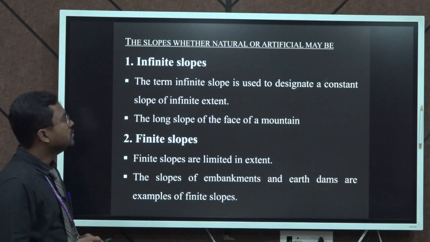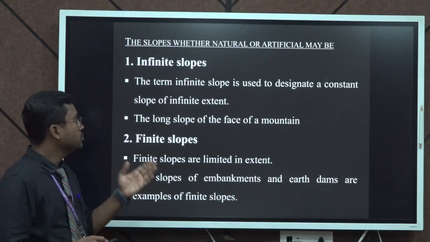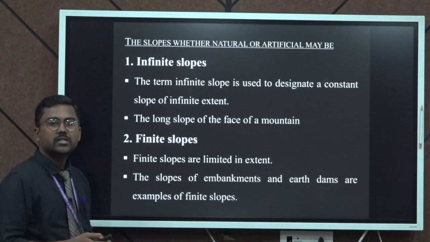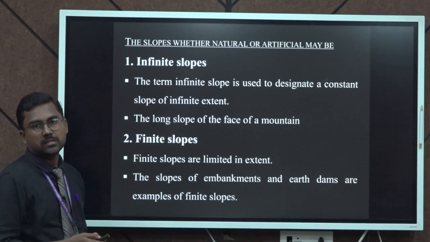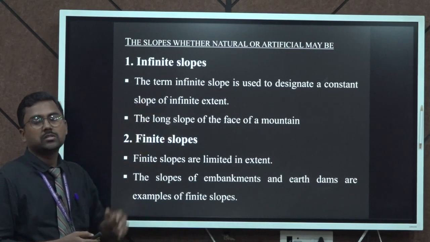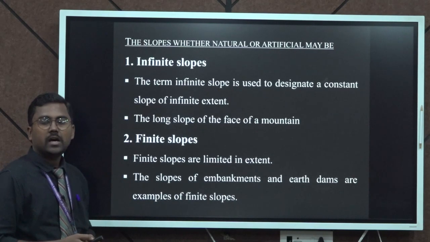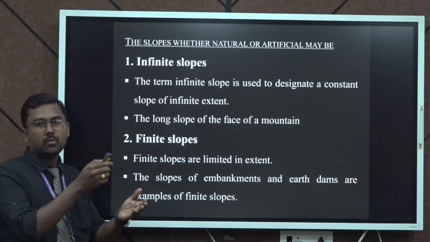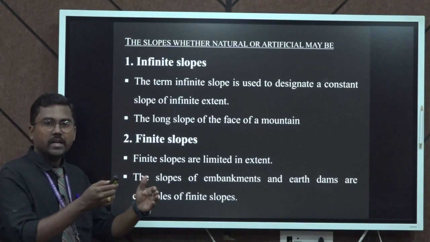In general, whether it is a natural or artificial slope, slopes are broadly classified into two categories: infinite slope and finite slope. What is the infinite slope? The term infinite slope is used to designate a slope which has an infinite extent. For example, in hilly areas where the height of the slope is in thousands of meters, those are categorized as infinite slopes. And the finite slope is a slope of a limited extent, where you have a known depth of a minimum of 1 meter, 2 meters. Those are considered finite slopes, which have a finite extent.